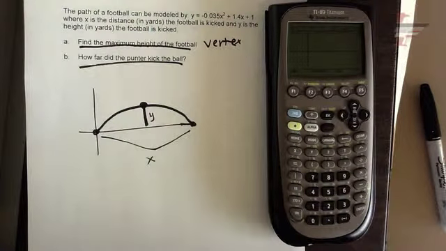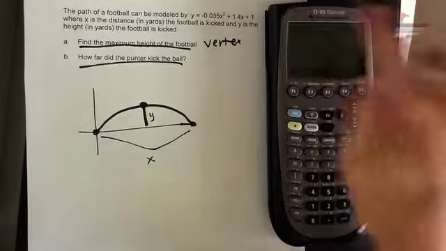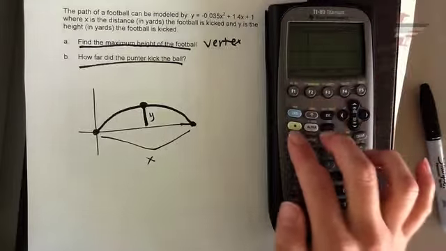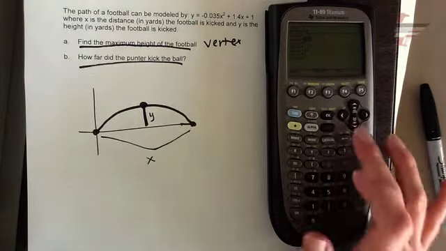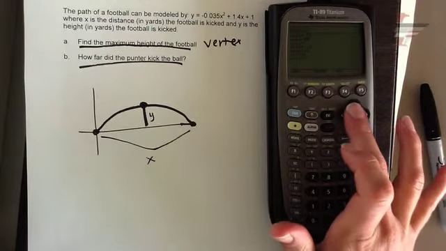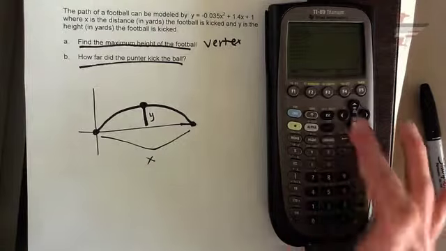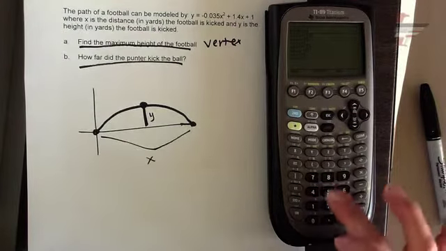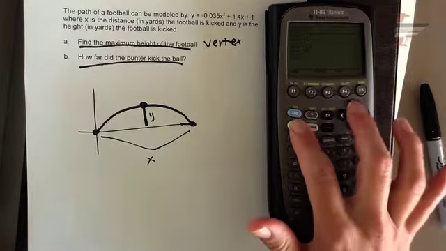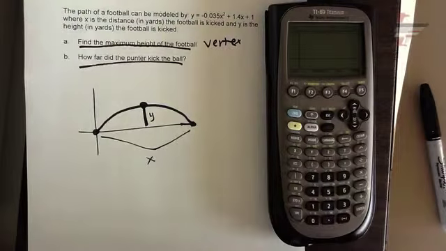So I'm going to go back to my window, and I'm going to adjust my y max and my x max so I can see that full parabola. So my x max, let's make it 70, and my y max, let's change that to 25. And again, just kind of playing around with it. And there it is. I can see my full parabola.